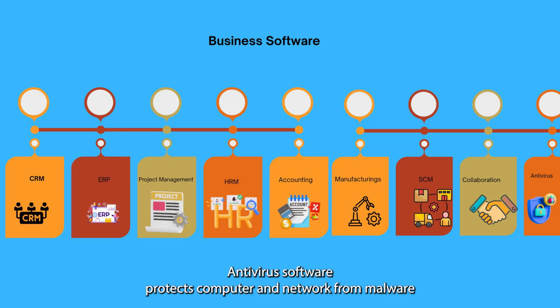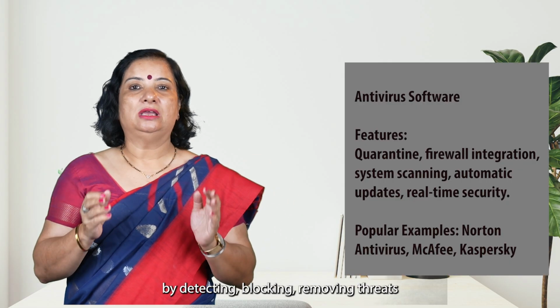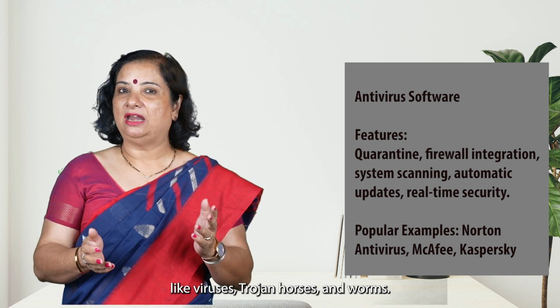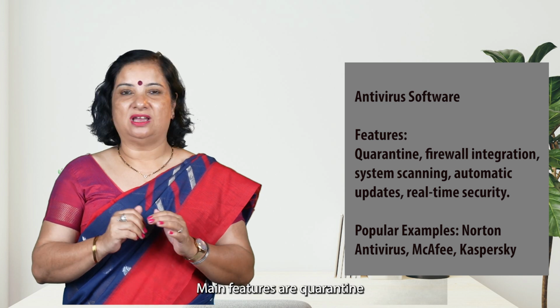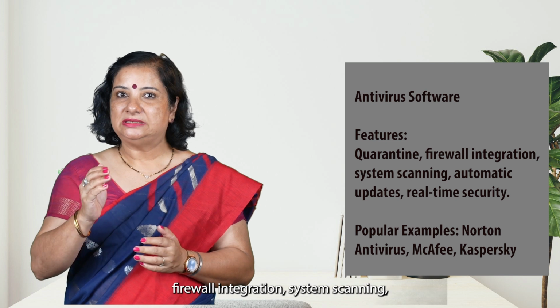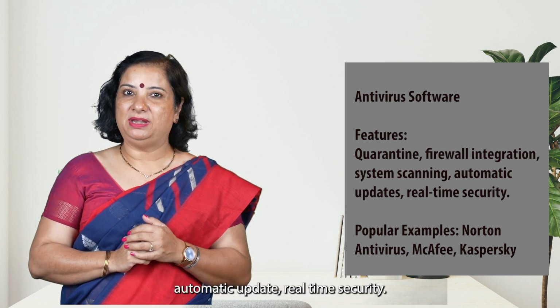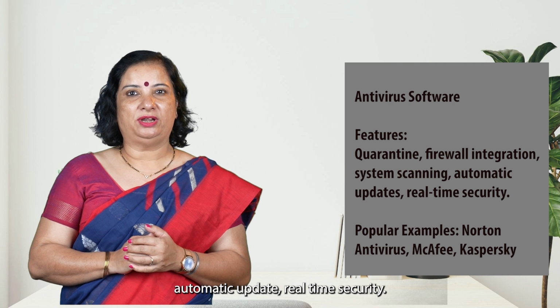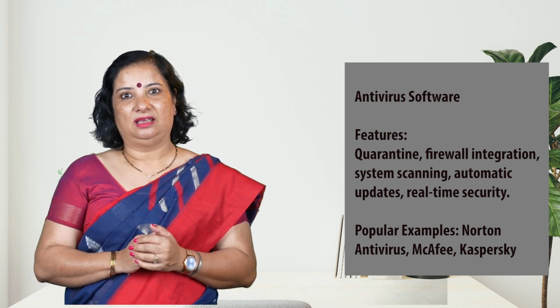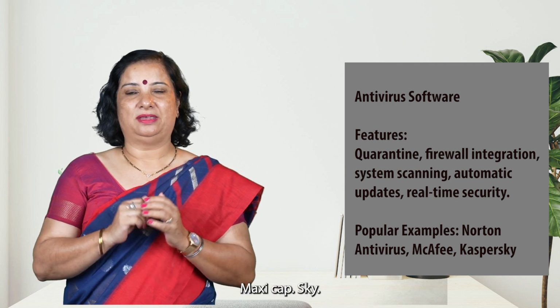Ninth category is antivirus software. Antivirus software protects computers and networks from malware by detecting, blocking, and removing threats like viruses, Trojan horses, and worms. Main features are quarantine, firewall integration, system scanning, automatic updates, and real-time security. Popular examples are Norton Antivirus, McAfee, and Kaspersky.